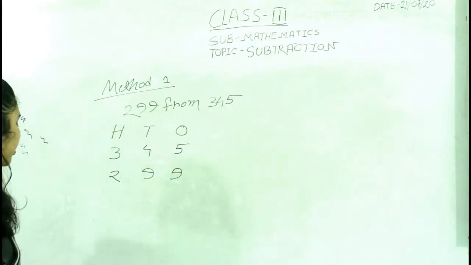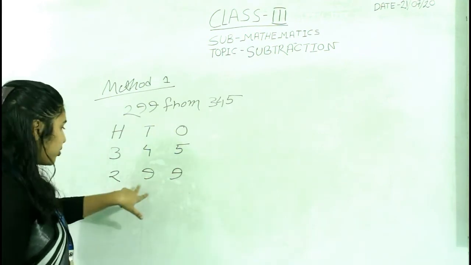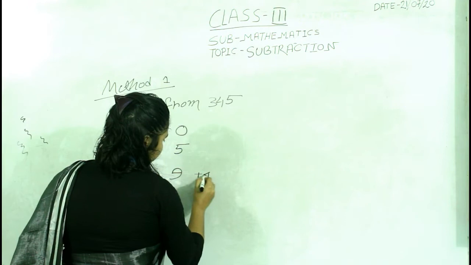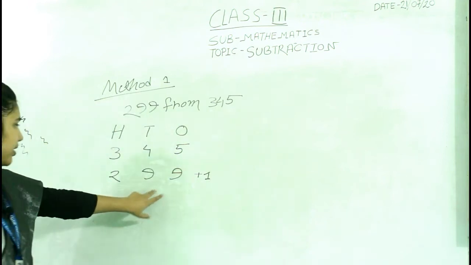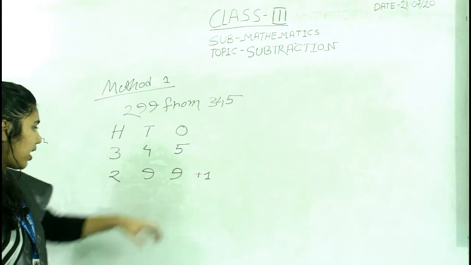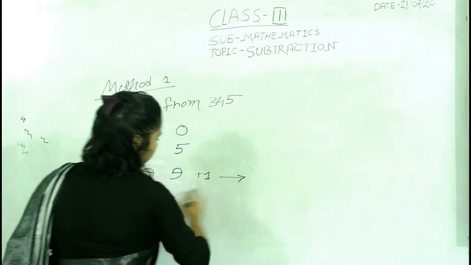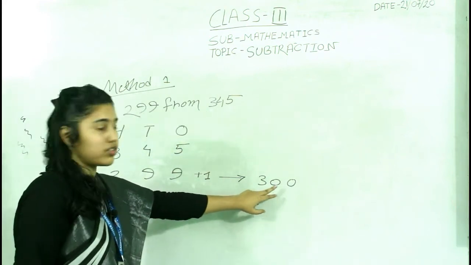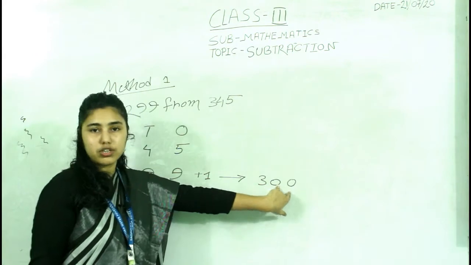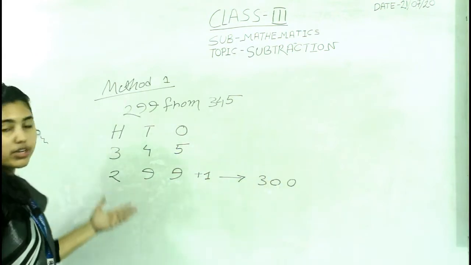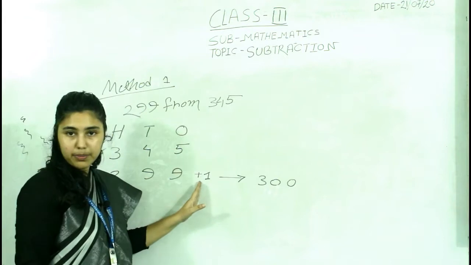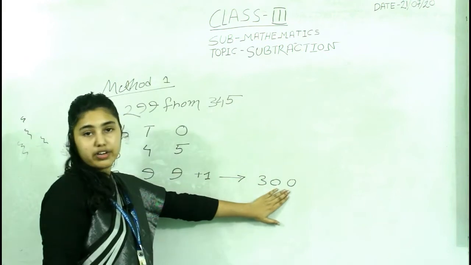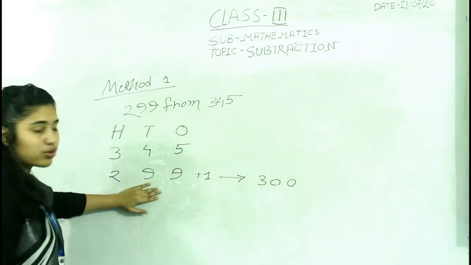Now add 1 with 299, because if you add 1 to 299, we will get 300, right? In 300 there are 2 zeros and in 299 we don't have any zero. That's why we are adding plus 1 to get 300, because 300 has more zeros than 299.